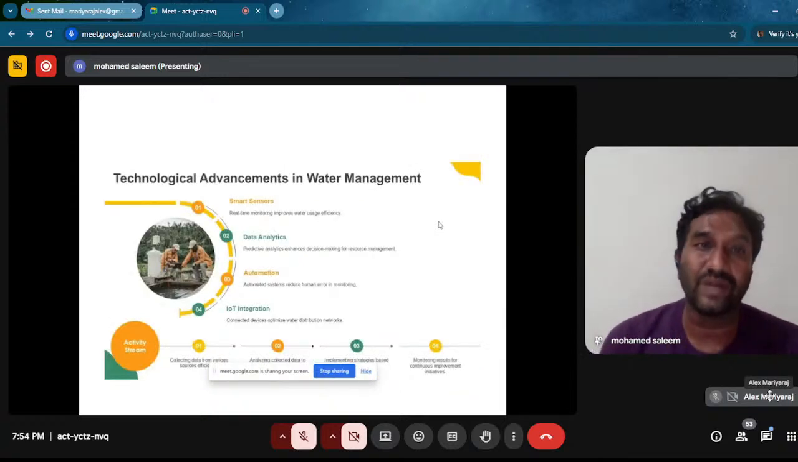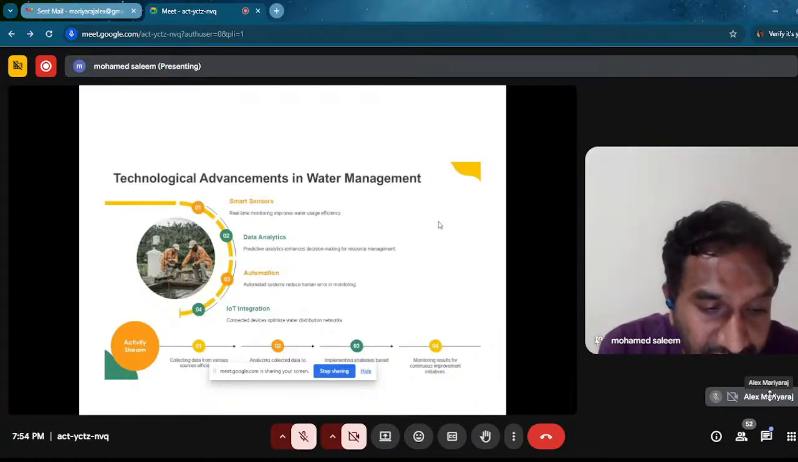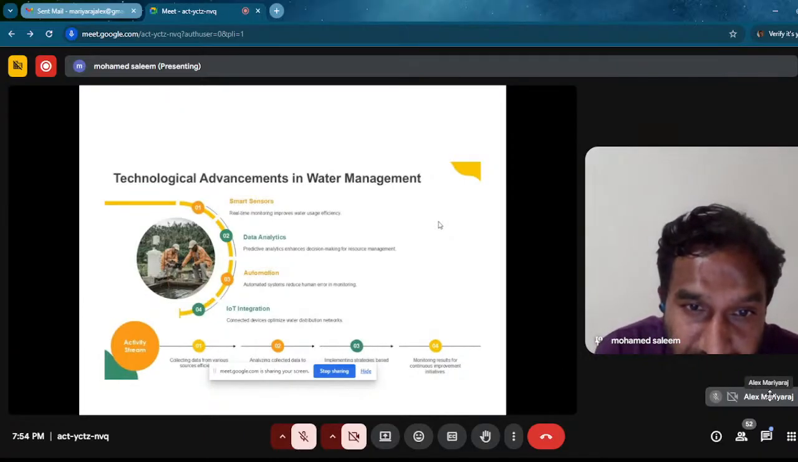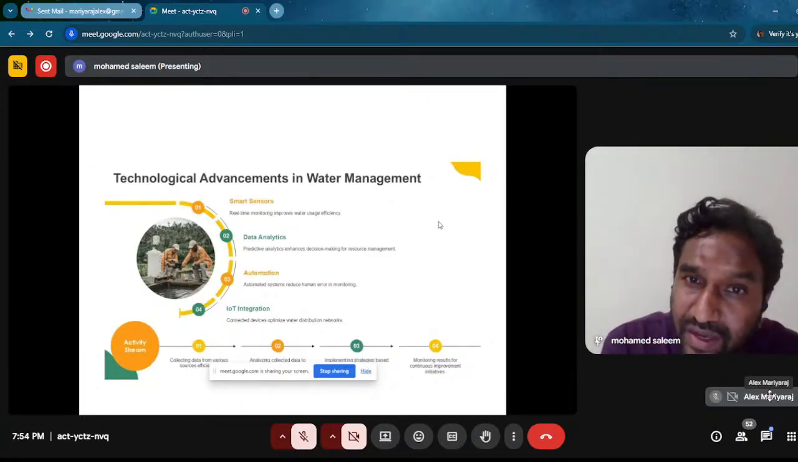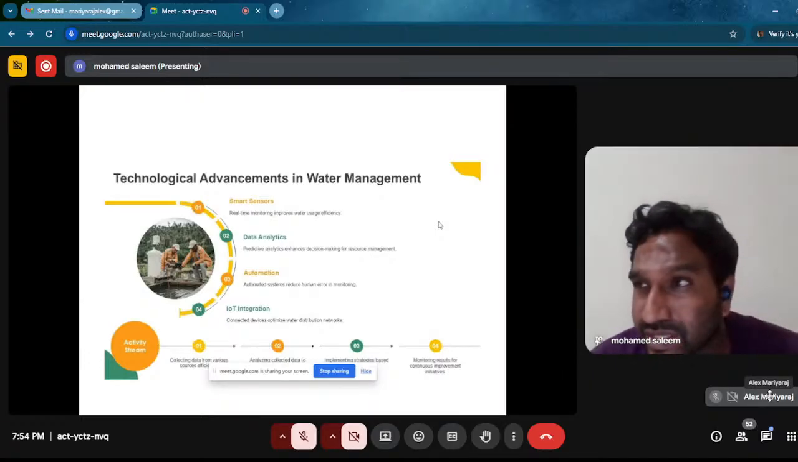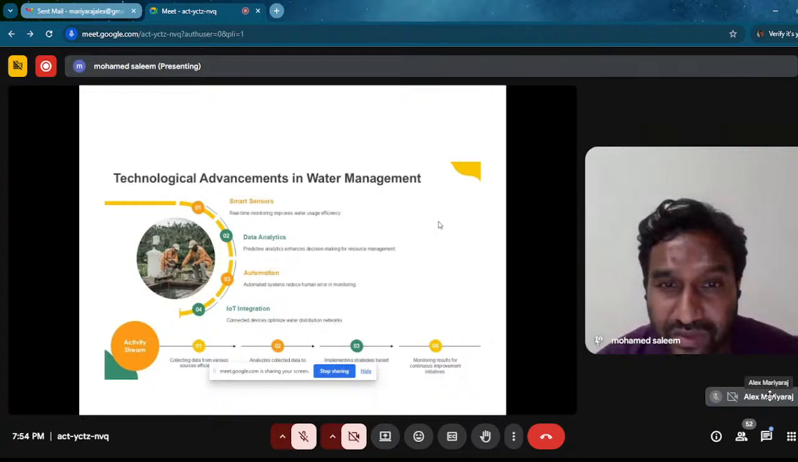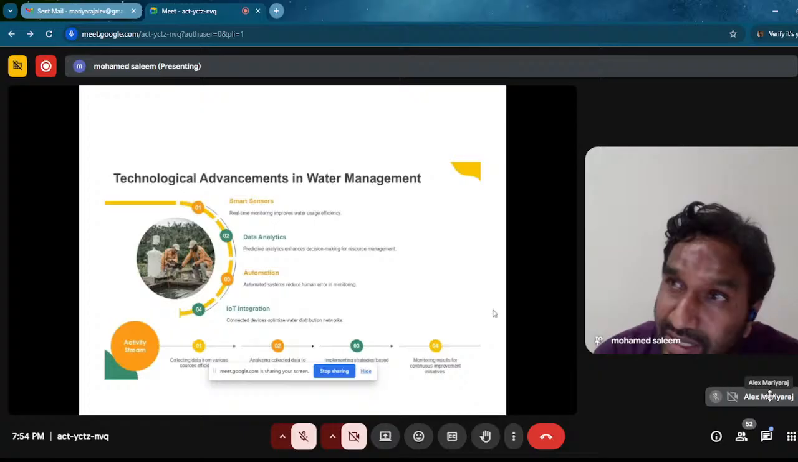In order to avoid this, we are introducing advanced technologies like smart sensors, data analysis, automation, and IoT integration. The smart sensor will play a major role in real-time monitoring and improving water usage efficiency. The data analysis will support decision making for resource management, on which location needs more water and which location doesn't need more water. The automation system will reduce human error in monitoring the water operations and all of those things.